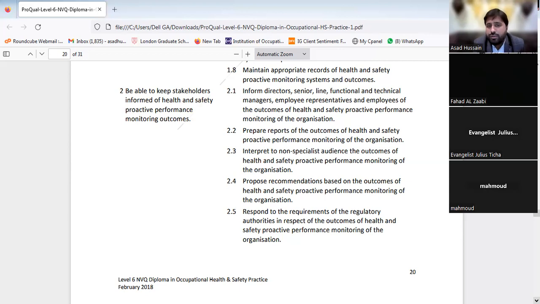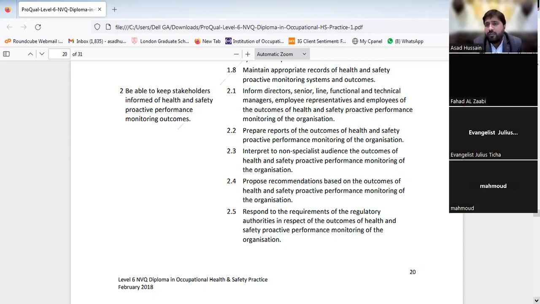So for that purpose, you should have devised some systems, some methods that confirm that you are interpreting, to a non-specialist audience, the proper outcome of the health and safety proactive performance monitoring of the organization. So what you have to explain: do you hold meetings with managers, heads of departments, and supervisors who may not be health and safety experts? How do you communicate information to them? You have to explain how you are communicating in your organization.